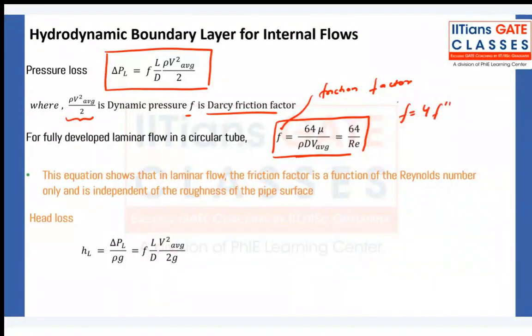Sometimes they will give you the friction coefficient, so first we will calculate the friction factor, 4F. And then you can calculate the Reynolds number from there.